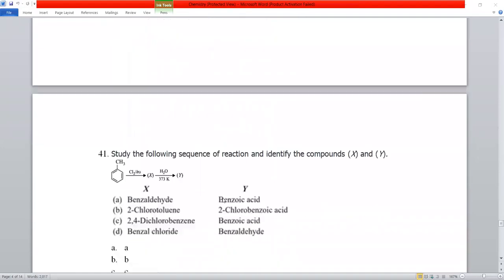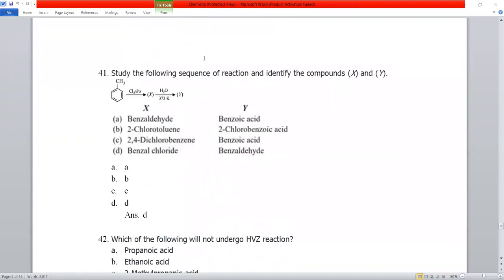So next, question number 41 is the NEET 2020 examination. They have asked students this one. Toluene is treated with chlorine in presence of light. In presence of light, a free radical substitution reaction is taking place. We'll get here dichloro.